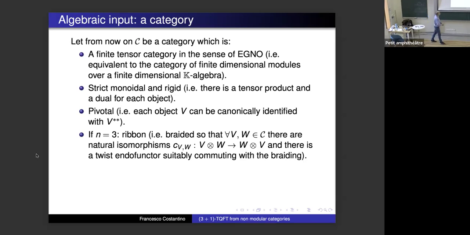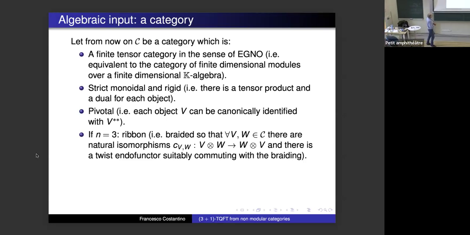In particular, it's going to be strict and monoidal and rigid, k-linear. There's going to be finitely many simple objects. Every object has a projective cover. The hom spaces are finite dimensional. The length of each object is finite.